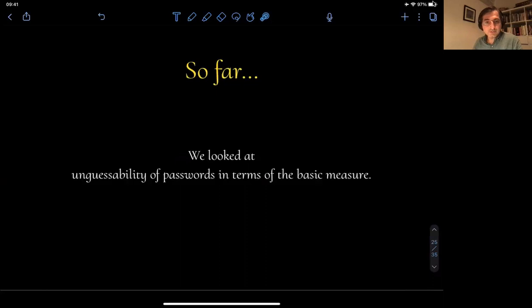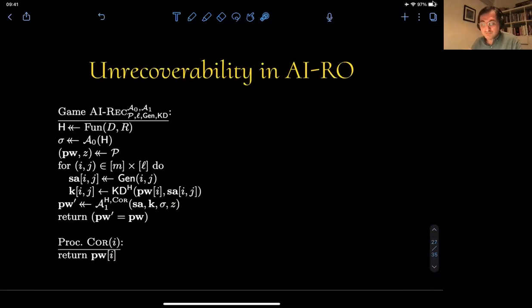Okay, so far we have looked at the unguessability of passwords and how it relates to our basic measures of unguessability. And next we are going to look at hashed and salted passwords. So for this, let me start with a notion of security for unrecoverability of passwords in the auxiliary input random oracle model. So this is a game which goes like this. A random oracle is chosen from some domain and range. Then the adversary is given the full code of the random oracle and it outputs some pre-processing information sigma. This is as in the pre-processing template.